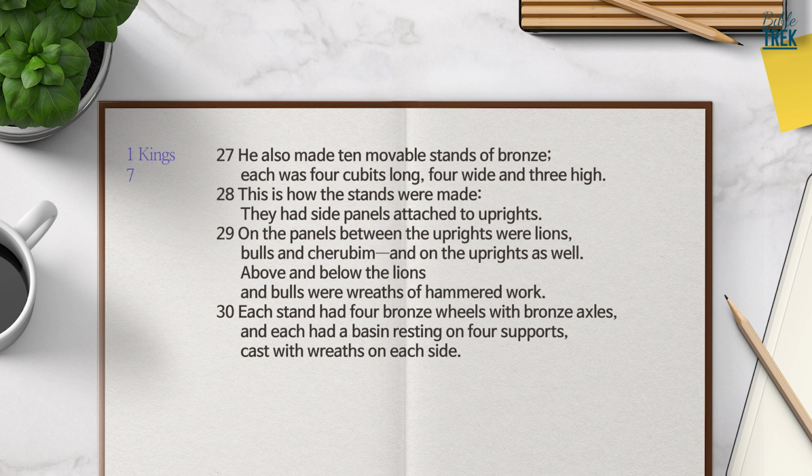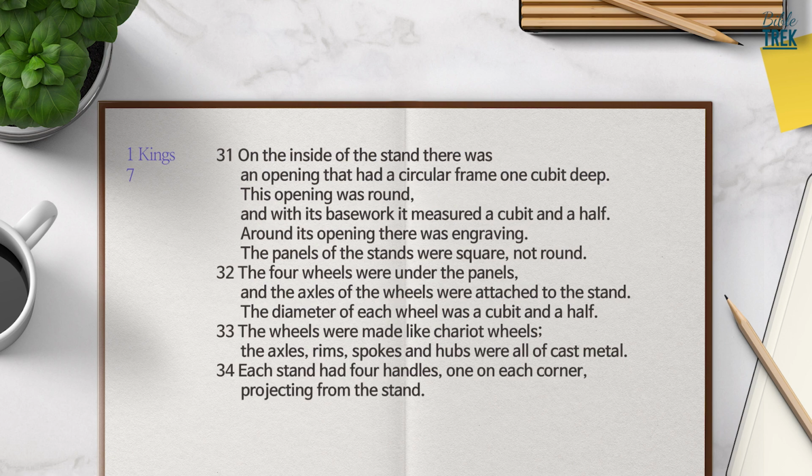Each stand had 4 bronze wheels with bronze axles, and each had a basin resting on 4 supports, cast with wreaths on each side. On the inside of the stand there was an opening that had a circular frame 1 cubit deep. This opening was round, and with its base work it measured 1.5 cubits. Around its opening there was an engraving. The panels of the stands were square, not round.